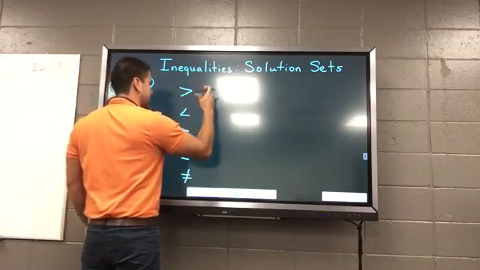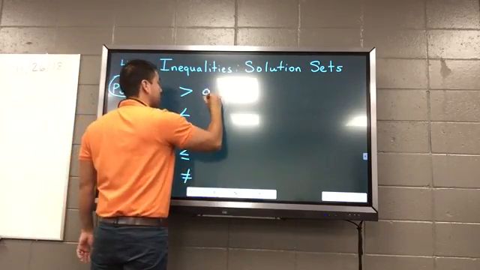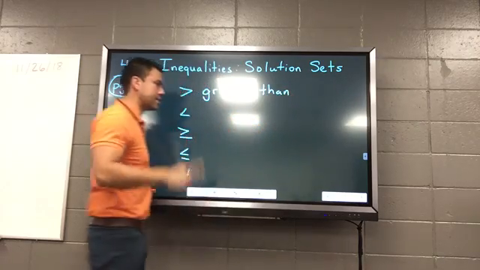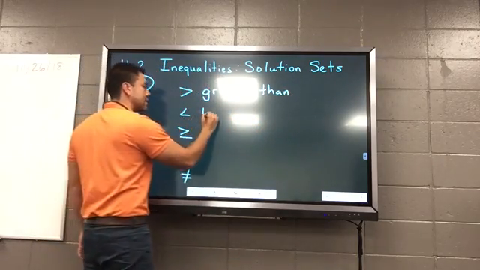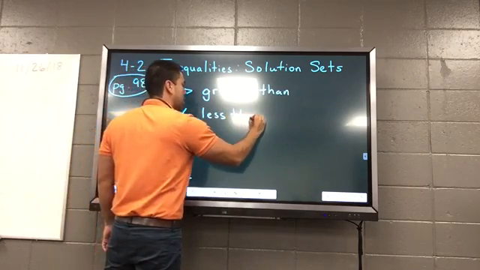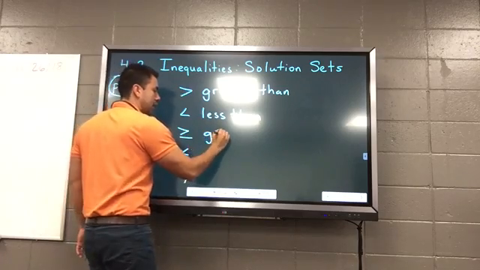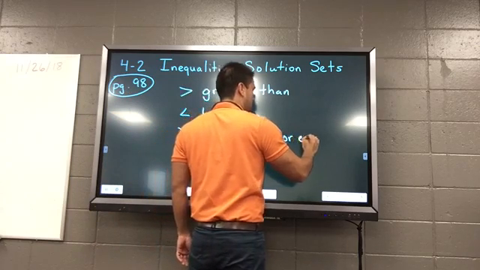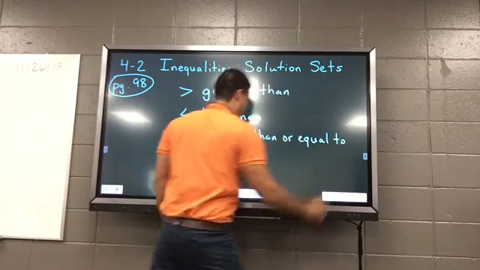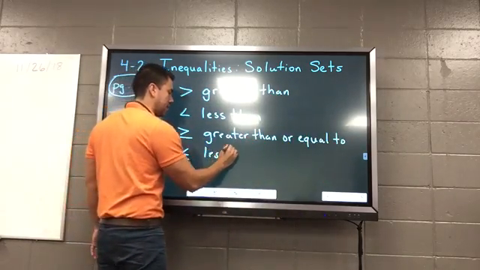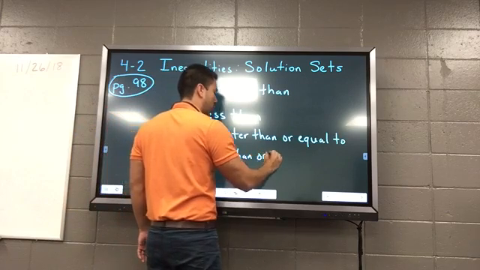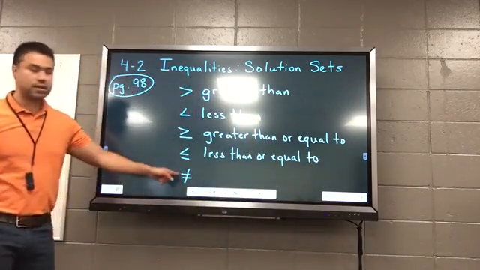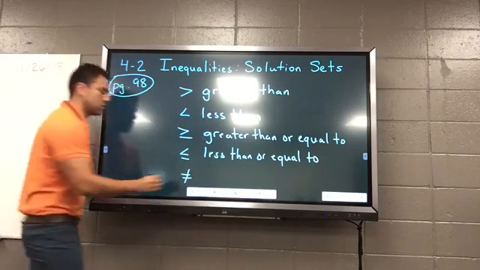All right, so you need to know this one is greater than. And if you haven't memorized it already, please, again, like I said, keep working at it. This one is less than. The third one is the greater than or equal to. And the fourth one is less than or equal to. And the last one? Not equal. Good, not equal to sign.